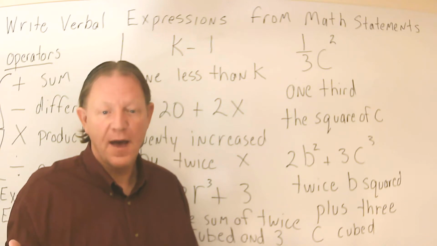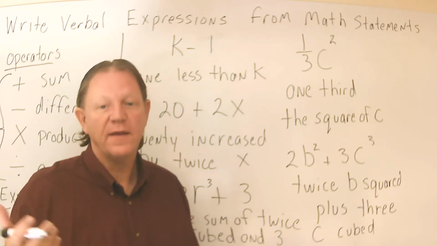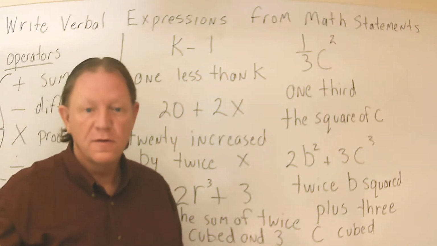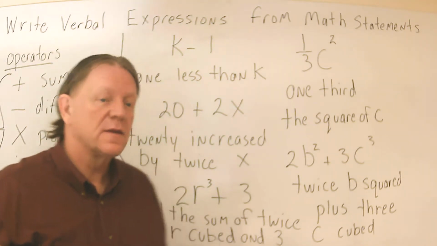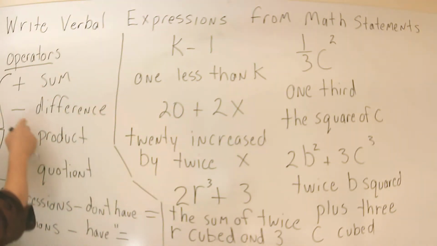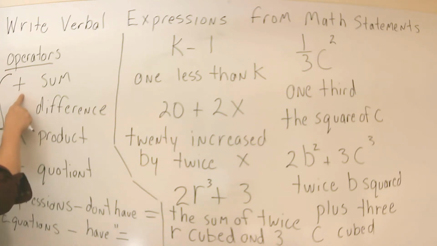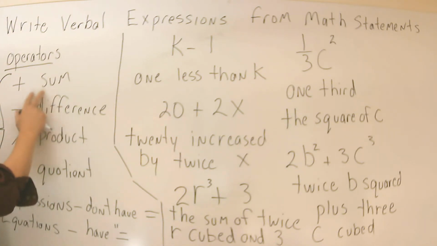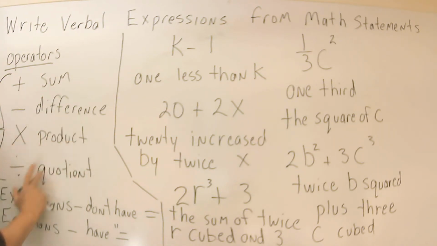This next session on algebra, we're going to look at writing verbal expressions from math statements. So some things to remember here is that some of the operators are plus, minus, times, and the division symbol. And we have words for those like sum, difference, product, and quotient for these symbols.